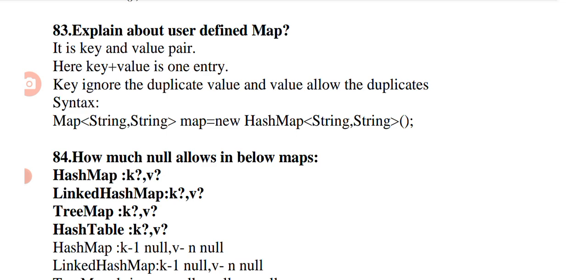The syntax for this user defined map is Map, diamond bracket, String comma String, diamond bracket close, map is equal to new HashMap, diamond bracket, String comma String, open and close parenthesis.